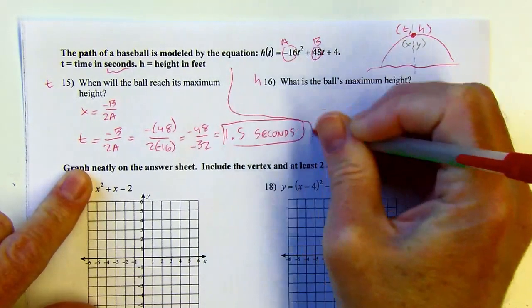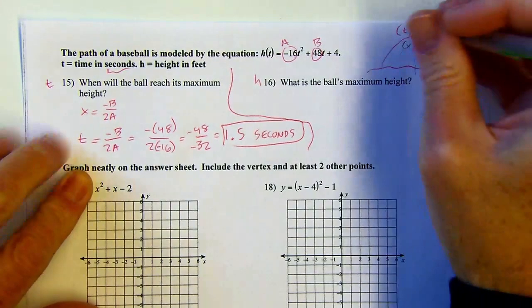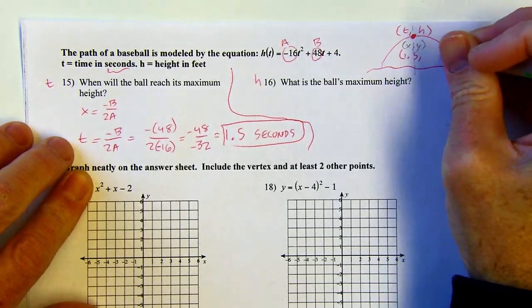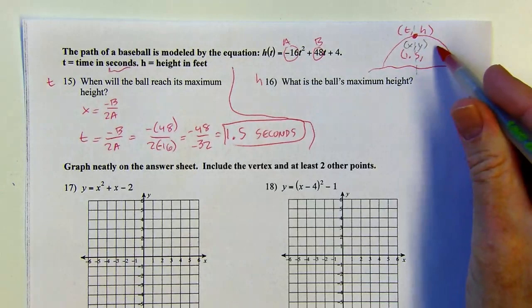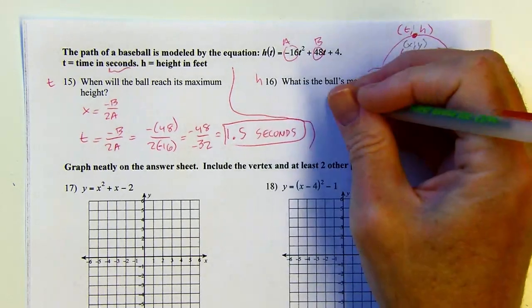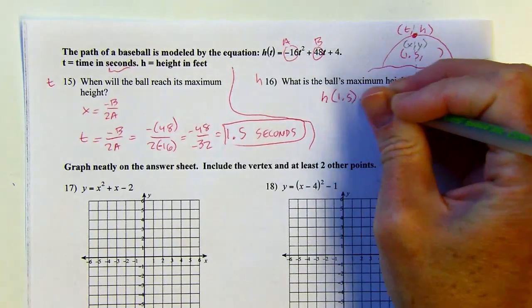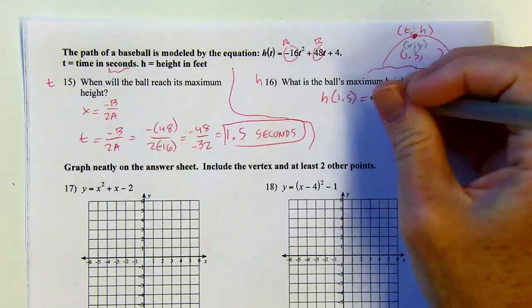Okay, and then for number 16, I've got to use my answer from number 15. So I have the x value of the vertex. I just need the y that goes with it. So what I'm going to do is find the height at 1.5 seconds. So I'm plugging in 1.5 for the t value and finding the h that goes with it.